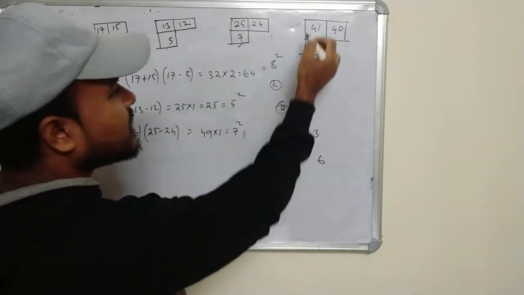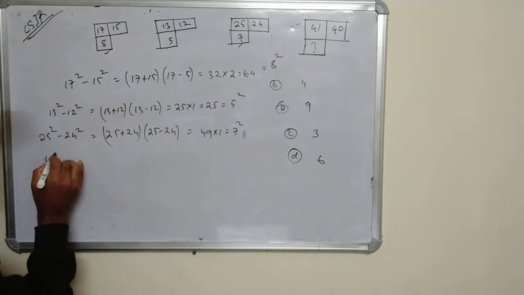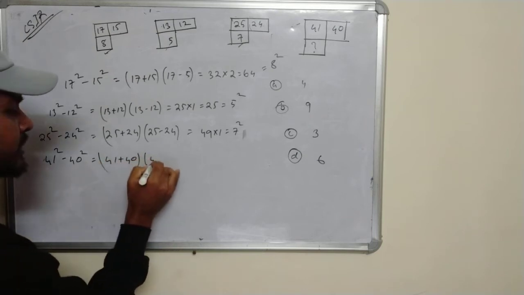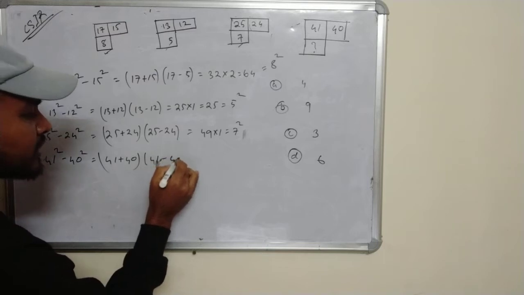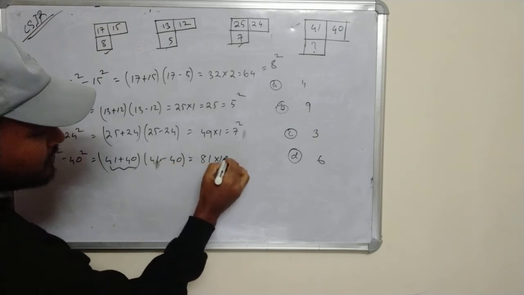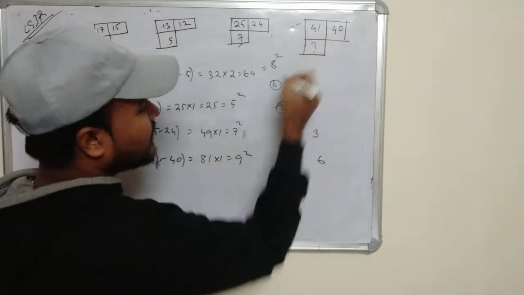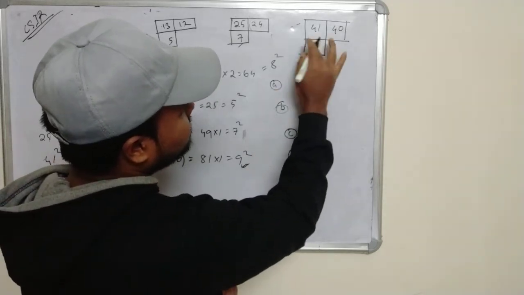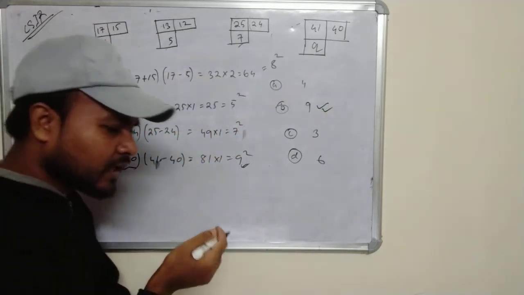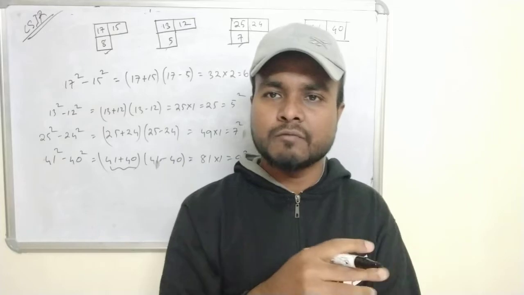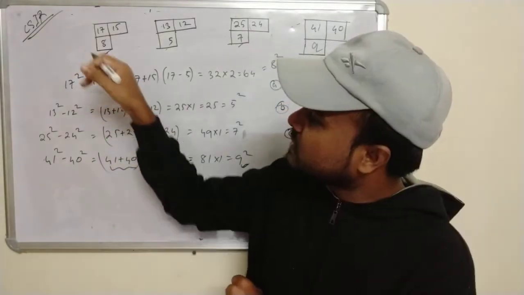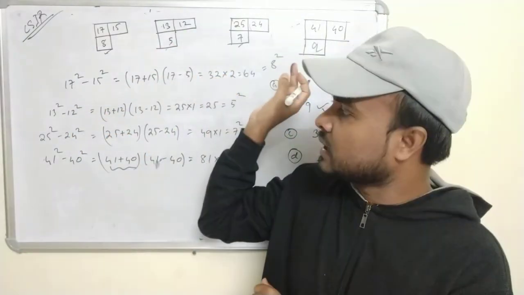तो इसी तरीके से आप करेंगे. सो इट विल बी योर 41 स्क्वायर माइनस 40 स्क्वायर, इट विल बी 41 प्लस 40 एंड 41 माइनस 40, and that will be your 81. This will be 81 multiplied by 1 that is equal to 9 square. मतलब यहाँ पे ये 9 हो जाएगा, सो 9 दिस विल बी द करेक्ट ऑप्शन. इसी तरीके से एक क्वेश्चन में अलग अलग लॉजिक होता है, यू कैन apply different logic here, this logic is sufficient here to get the correct option.